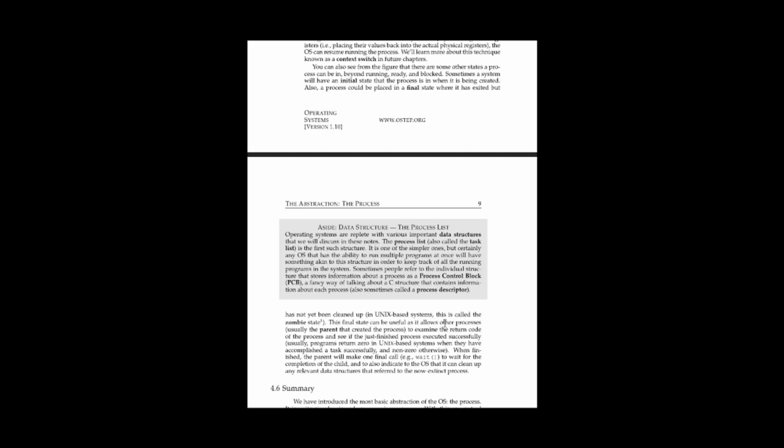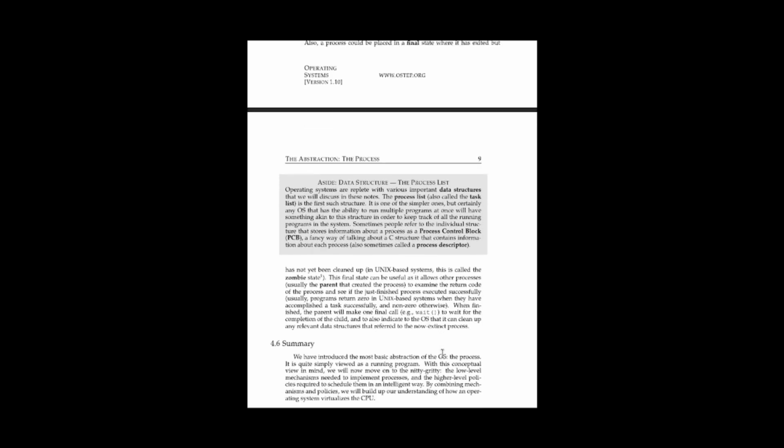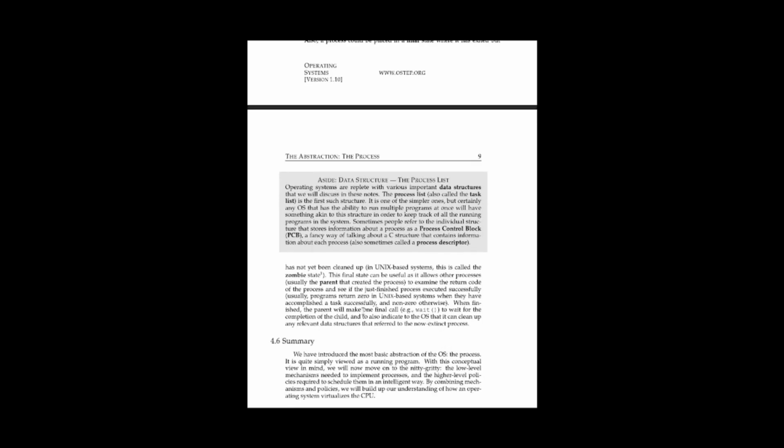This final state can be useful, as it allows other processes, usually the parent that created the process, to examine the return code of the process and see if the just finished process executed successfully. Usually, programs return 0 in Unix-based systems when they have accomplished a task successfully, and non-zero otherwise. When finished, the parent will make one final call, e.g. wait, to wait for the completion of the child, and to also indicate to the OS that it can clean up any relevant data structures that refer to the now extinct process.